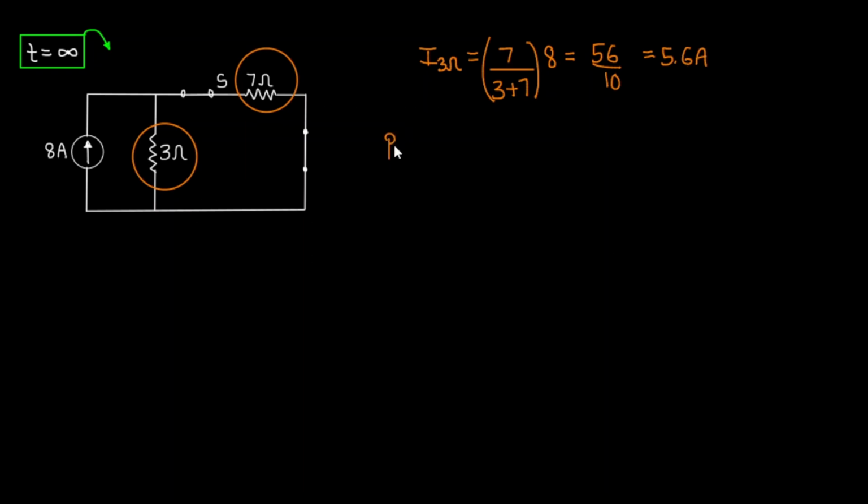Now the power dissipated by the 3 ohm resistor is as follows. It is the current flowing through the 3 ohm resistor squared multiplied with the resistor value itself. So I of 3 ohms is 5.6 amperes and the resistor's value is 3 ohms. So on calculating this, we get the power dissipated by 3 ohms at time t is equal to infinity as 94.08 watts. So this is the final answer. Thank you.